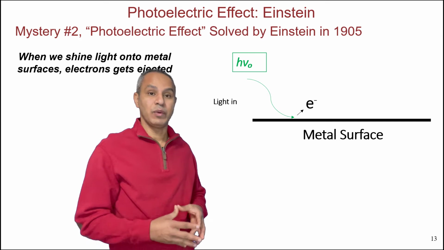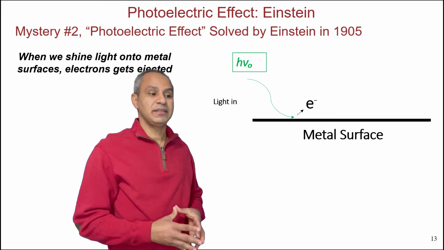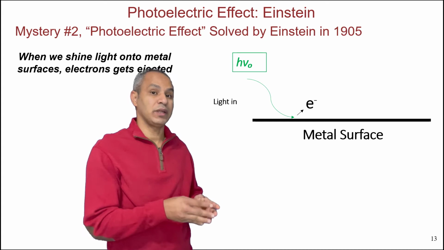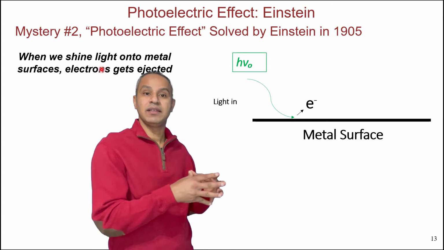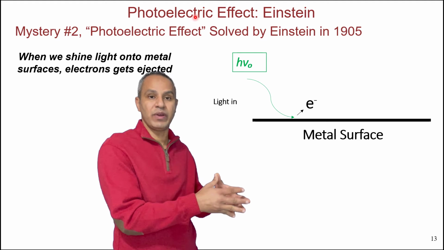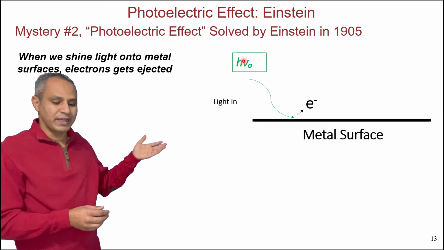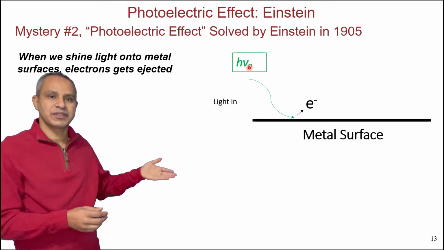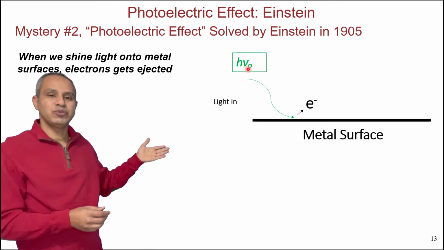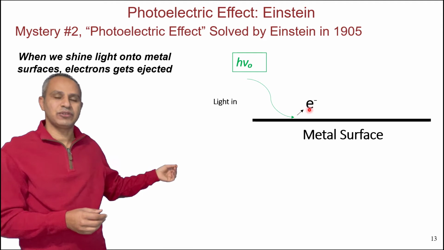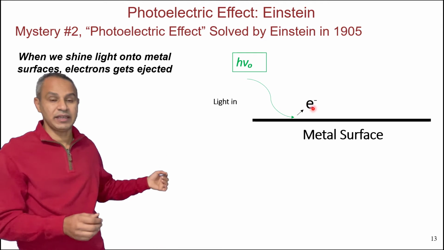The second phenomenon that was not possible to be explained with the wave nature of light, and supported the idea that light is quantized or moves in the form of discrete amounts of waves called photons, is the photoelectric effect. When you shine light with a certain frequency on the surface of a metal, that light will be able to release the electron from the surface. It's not going to give it any speed.